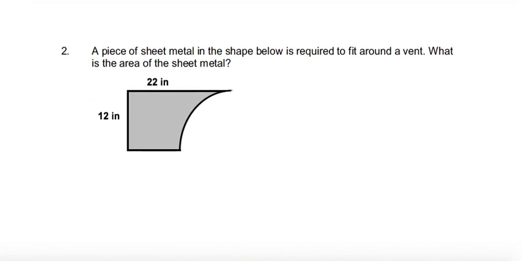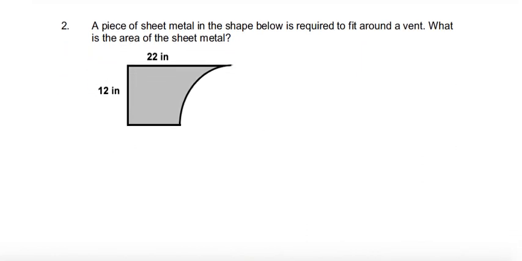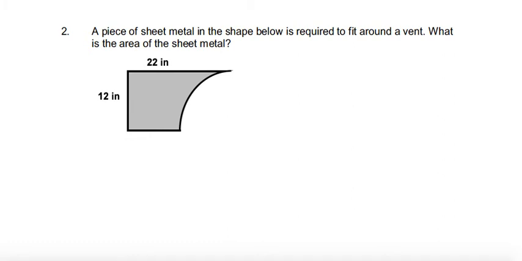The next example looks at a piece of sheet metal in the shape below. And we want to figure out how much of this area of this sheet metal, I've had to cut it so that it fits around a vent. What would the area of this irregular shape be? So you may want to think about, okay, if I was to extend this shape, what would I have started with? Well, I would have started with a rectangle.